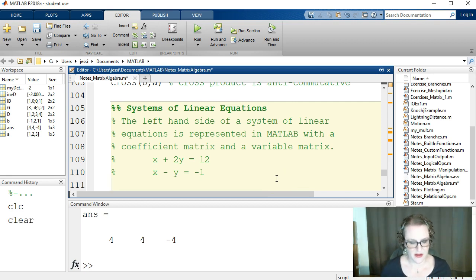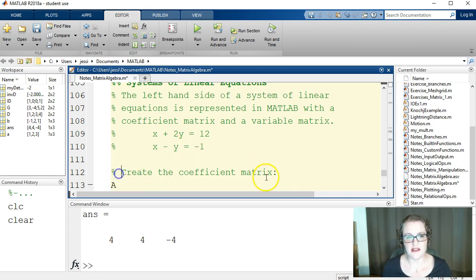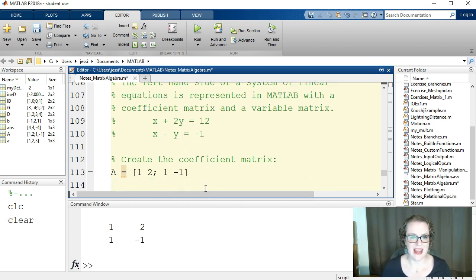So let's create the coefficient matrix. I'll call this A. By tradition, this is always called A, and by tradition, the right-hand side of the equation is always called B. So this is going to be just the coefficients exactly as you see them. 1, 2, 1, -1. That's what I need here. We can look at it if you like. Let's run this section real quick. You see them in exactly the right order. 1, 2, 1, -1.